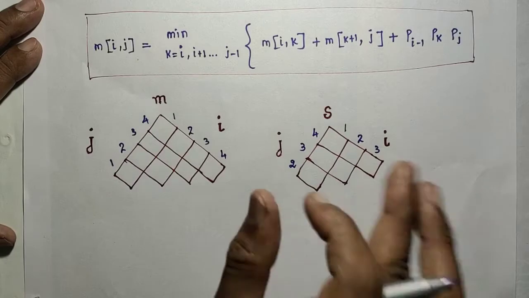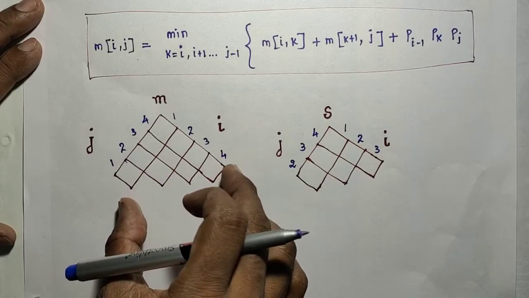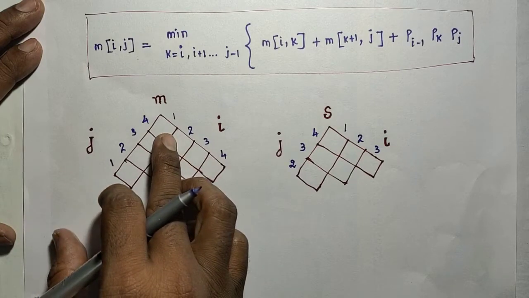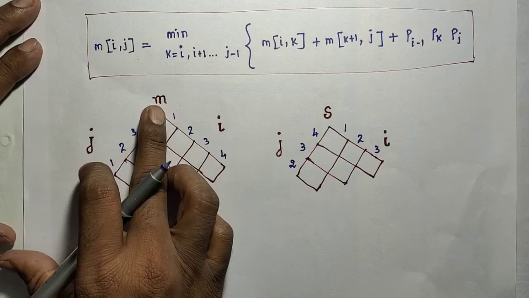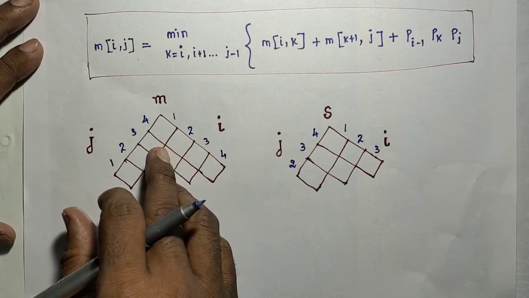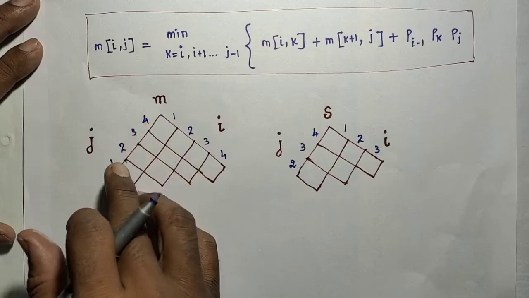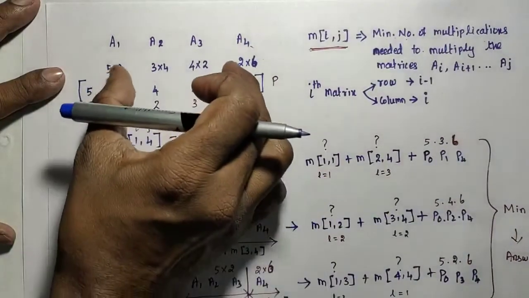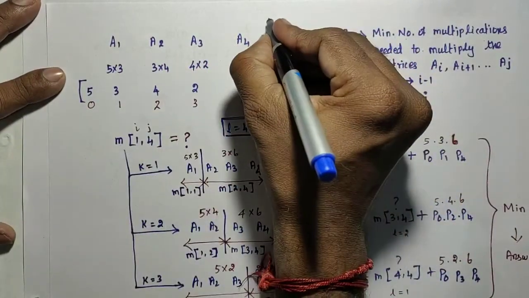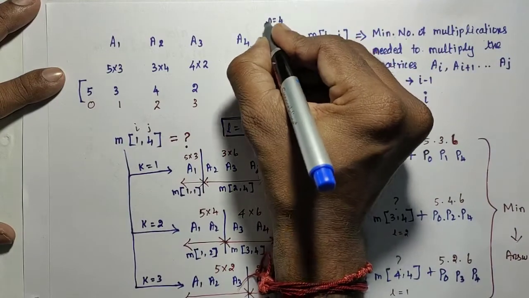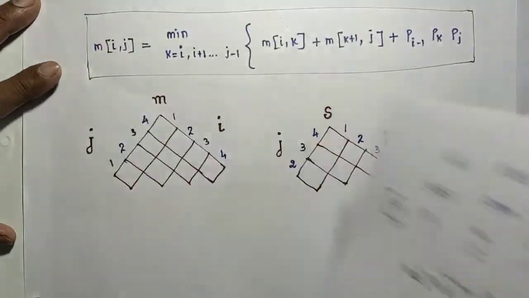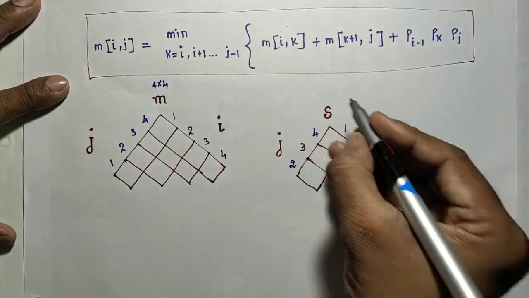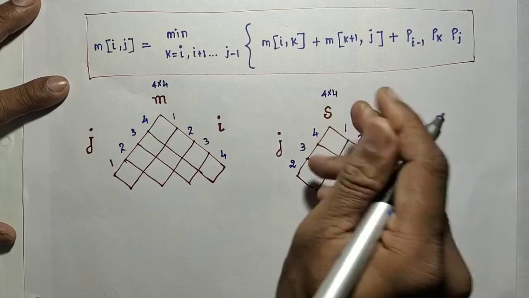Since this is a square matrix whose size is equivalent to the number of matrices. The number of matrices here is 4 matrices. We have taken the same example. N equal to 4. So this size is a 4 by 4 matrix. The S is also 4 by 4.